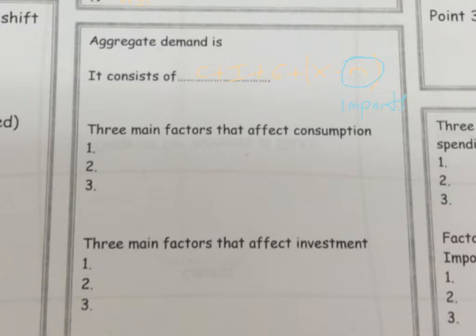Okay. The C stands for consumption. The I stands for investment. The G stands for government spending, and the X minus M stands for exports minus imports. Now remember, investment is spending by firms on capital goods. Okay, right. Three main factors that affect consumption. All you've got to say is interest rates.